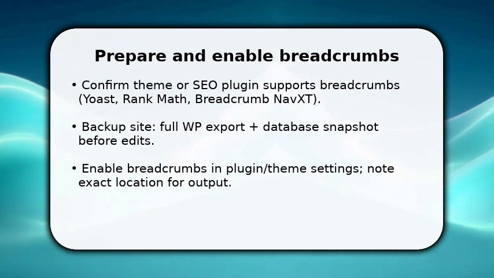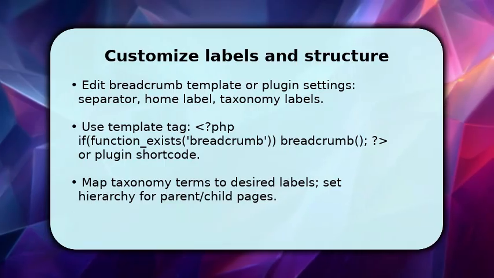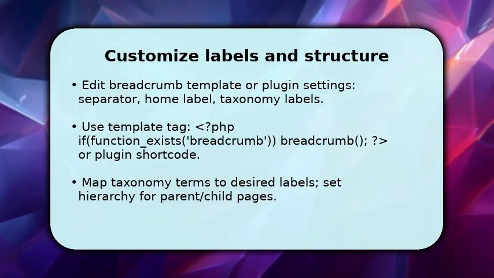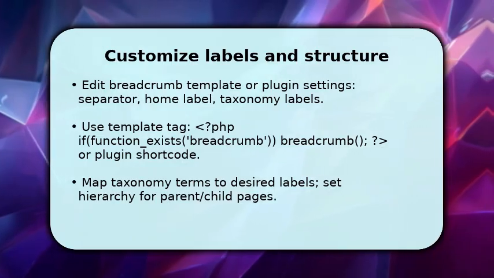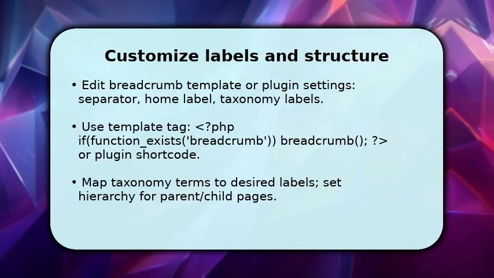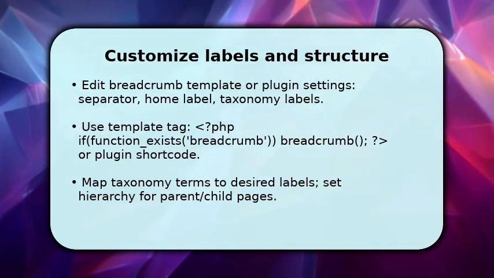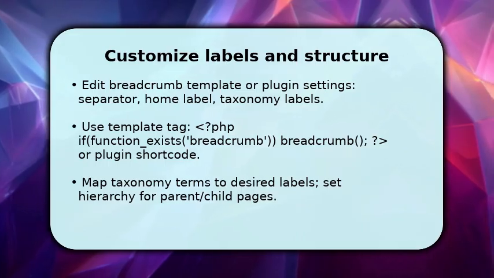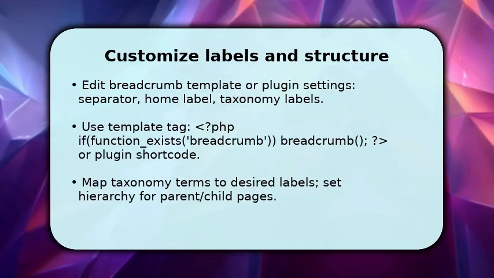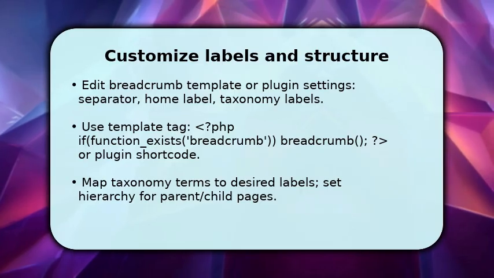Now you'll change how breadcrumbs read and look. Open the plugin's label settings or the theme's breadcrumb template and adjust the separator and home text. This controls clarity for users. If you need deeper changes, edit the template file and replace the plugin call with the theme tag or shortcode, making sure to preserve conditional checks. Also remap taxonomy and parent page labels so category names appear friendly. This ensures breadcrumbs match site navigation and SEO expectations.